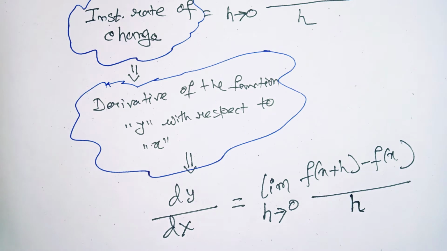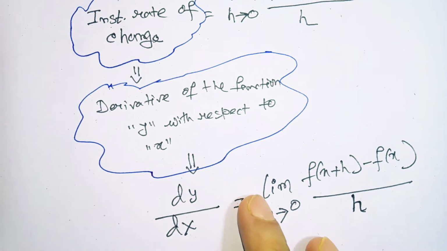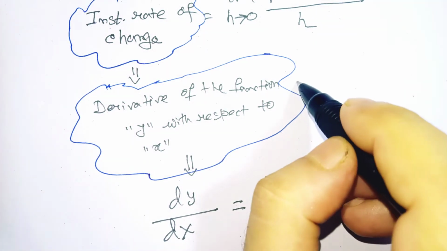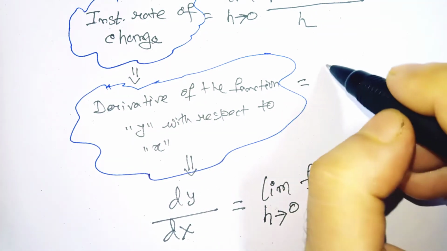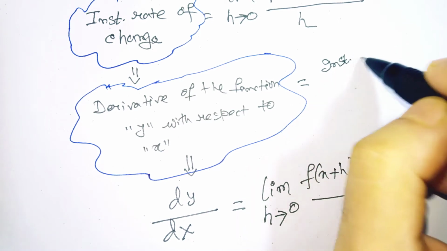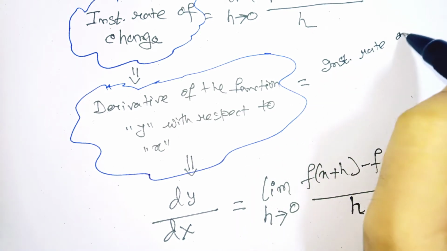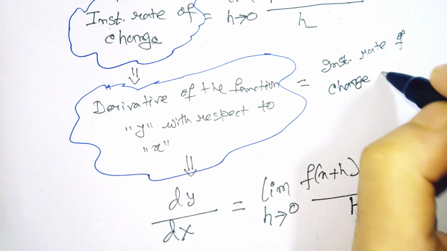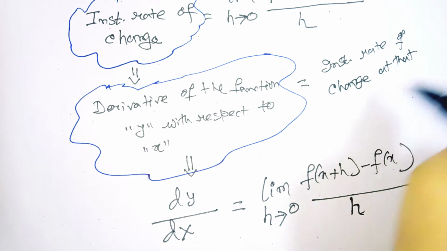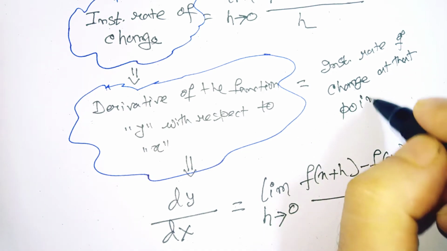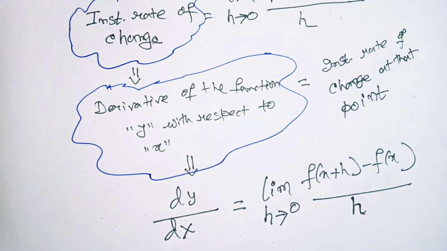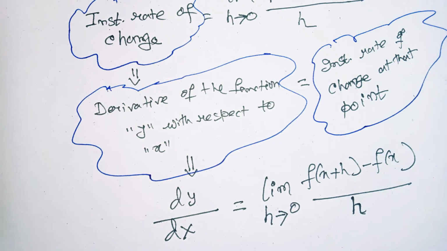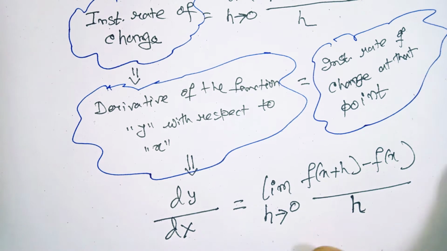Right. So the derivative of y with respect to x can also be written as equal to the instantaneous rate of change at that point. And I use a different color. Okay, so now I think that you understood the concept.